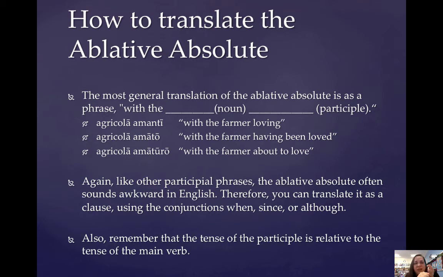Causal, since the farmer was loving, or concessive, although the farmer was loving. So those are all the ways that we could alternatively translate agricola amanti, okay?